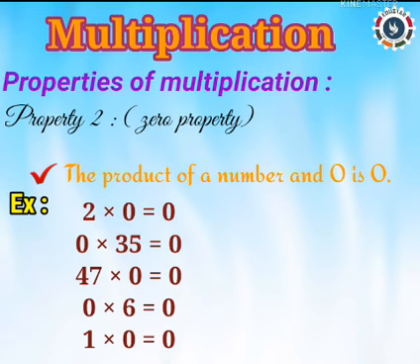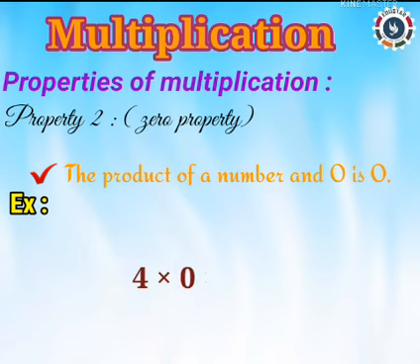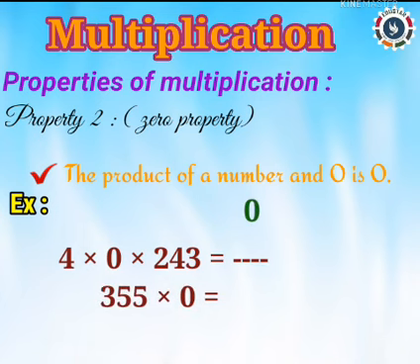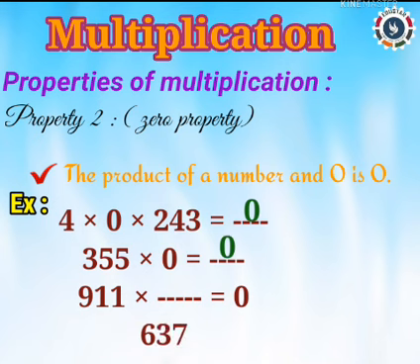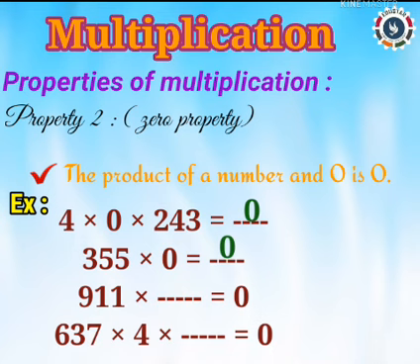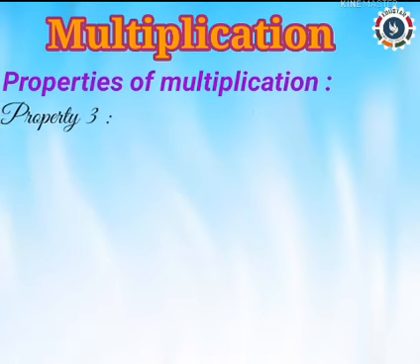Now you try this. 4 into 0 into 243. The answer is 0. 355 into 0 is 0. 911 into dash is equal to 0. The answer is 0. 637 into 4 into dash is equal to 0. The answer is 0.